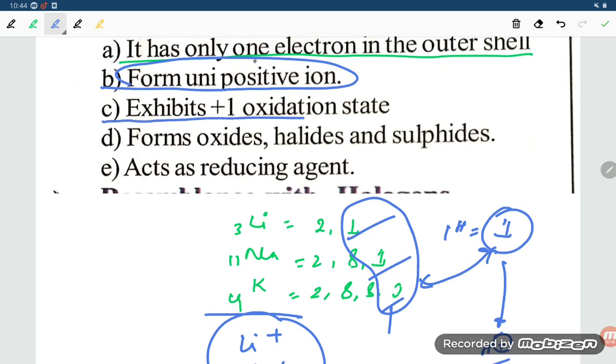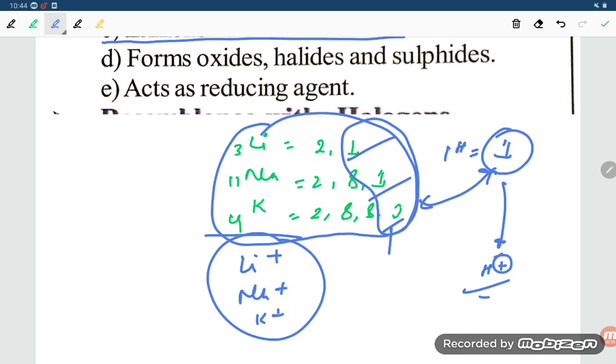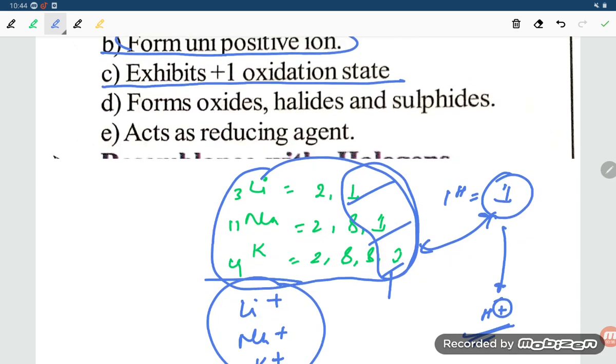Next, it exhibits the +1 oxidation state. Just like these elements exhibit the +1 oxidation state, lithium plus, sodium plus, potassium plus, hydrogen also exhibits the +1 oxidation state.